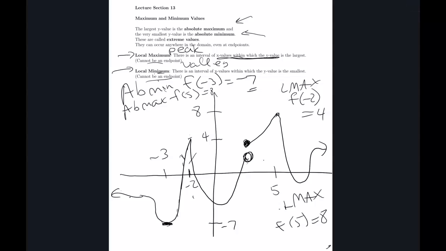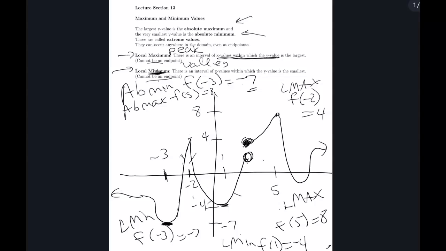So let's look for the minimums, where there's got to be a valley. Right here I see a valley around this point. So the local minimum would be f of -3 is -7. That's the same thing as the absolute minimum. And then let's look at this point right here. There's a valley around this. So let me call that x equal 1, and let me call that -4. So a local minimum at f of 1 equal -4.